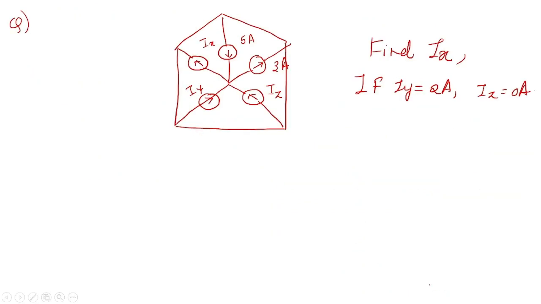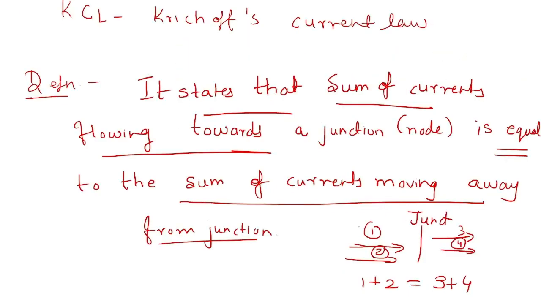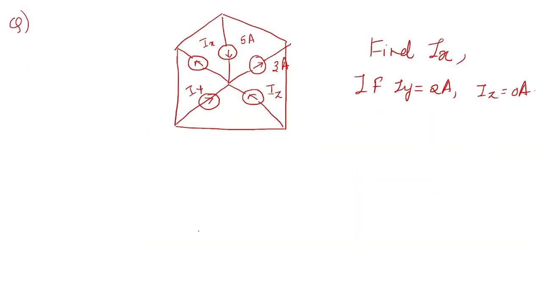This is very layman language. When we solve a numerical, we'll try to understand better. But what does it say? The sum of current going towards the junction or the node, whichever term you use, is equal to the sum of current moving away from the junction. I hope I'm clear with this. Okay, so let's try to solve a numerical on it.